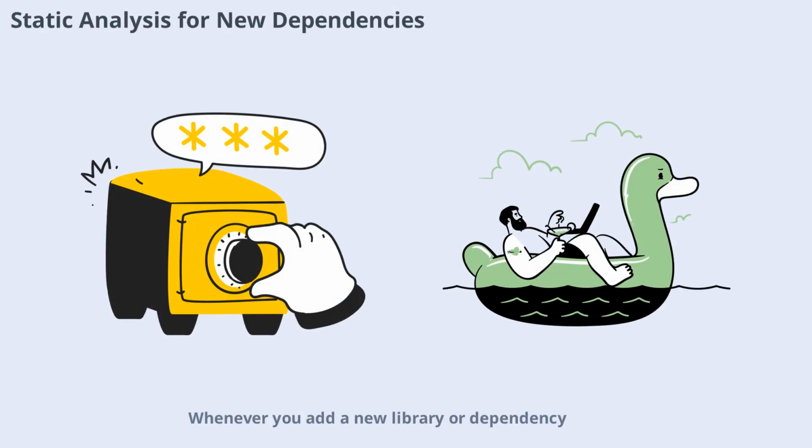Whenever you add a new library or dependency, static analysis checks for known vulnerabilities and unsafe usage patterns. For example, enabling default typing in Jackson's object mapper is flagged as a remote code execution risk. The skill also checks for new external calls, file system access, and thread pool changes, ensuring your code is safe before it ever hits production.